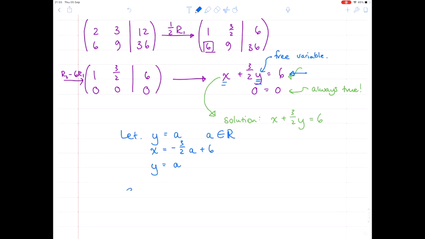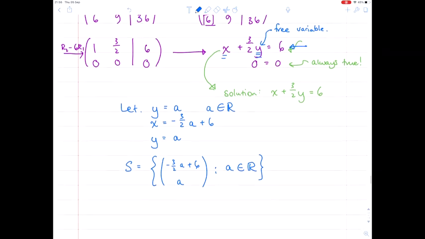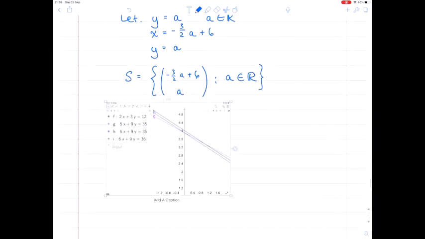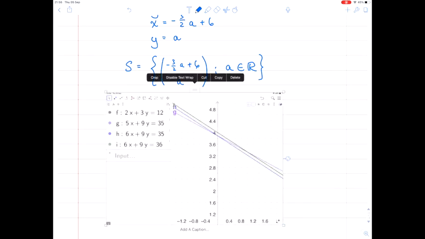And so in this case we can write our solution set as being the set of all vectors of the form minus 3 over 2a plus 6 and a, where a is in real numbers. What does this look like? Well, again, let's bring up our photo. So now we're looking at f, which I said earlier is actually lying underneath the green line because these are the same line. So this is f and I.